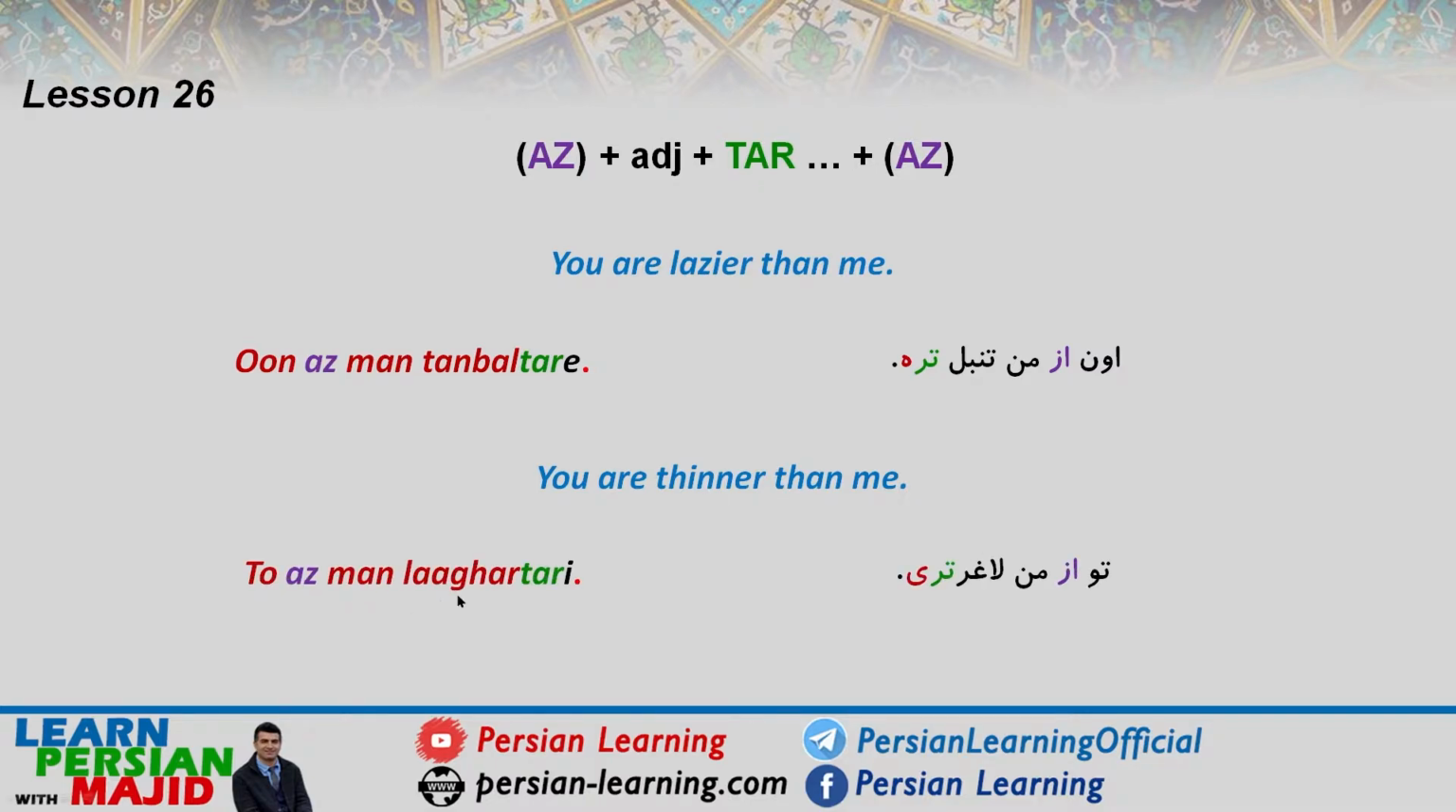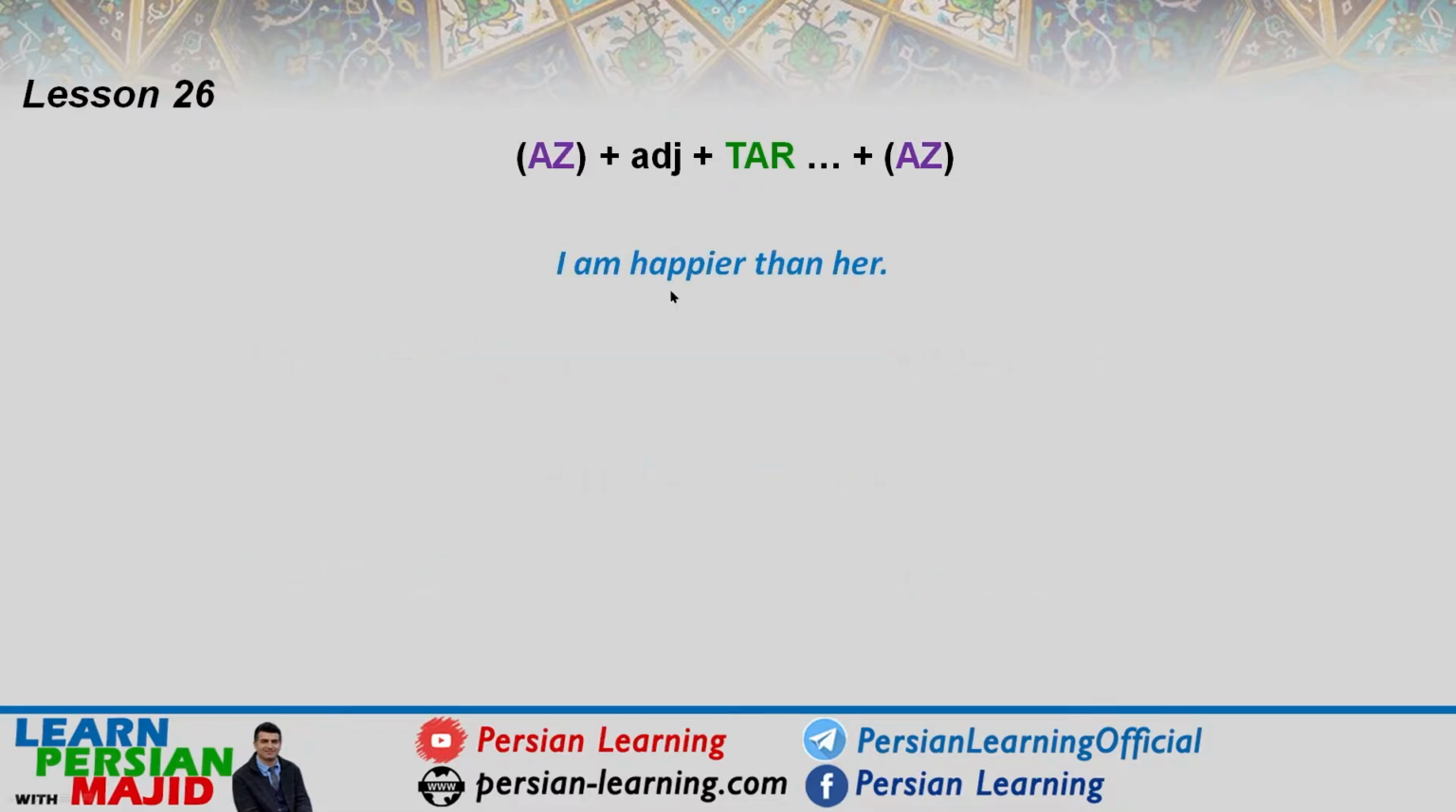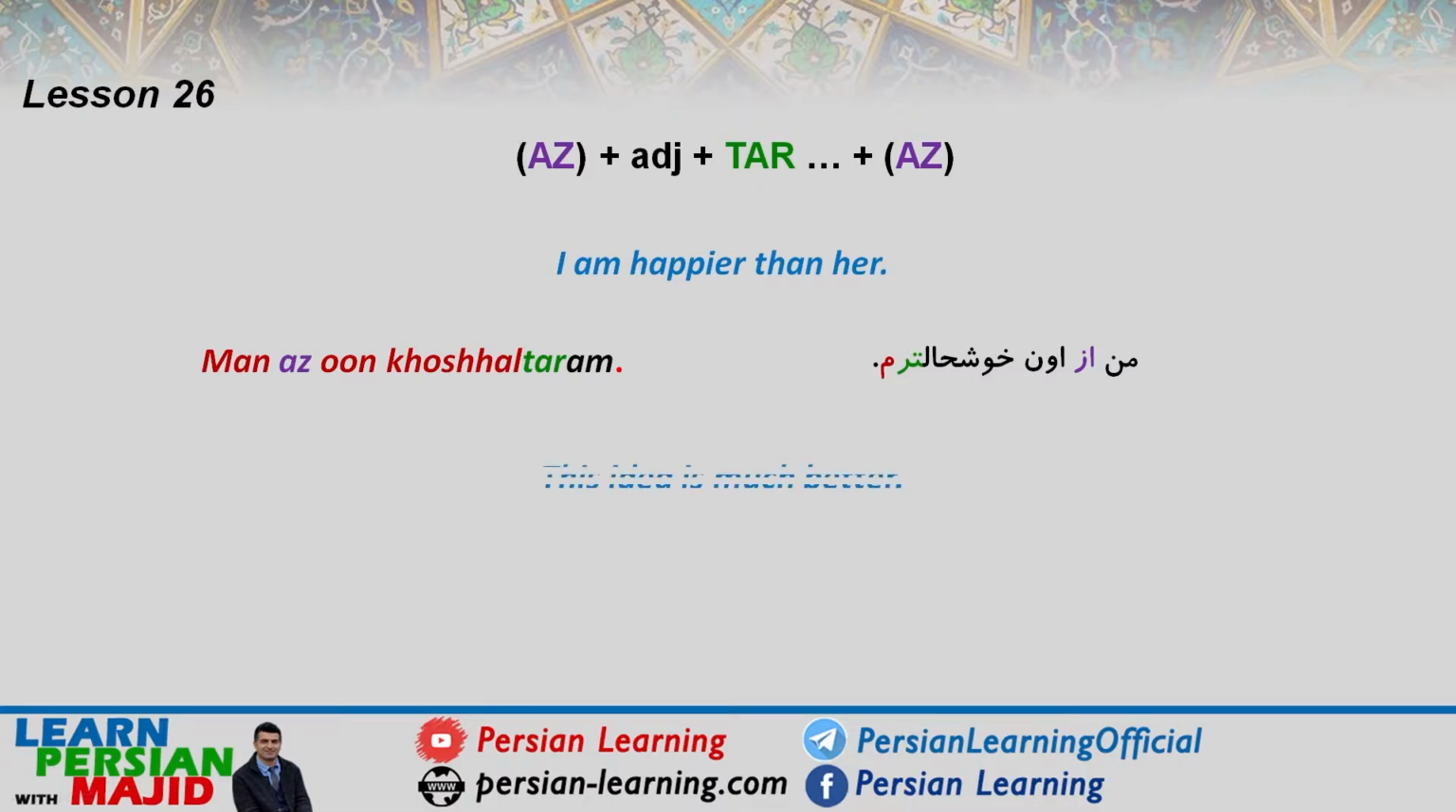You are thinner than me. تو از من لاغرتری. Here we have are, so the verb ending is i, which is connected to the adjective here. I'm happier than her. من از اون خوشحالترم. This idea is much better. Here we don't have than, so we don't need az. این فکر, which means this idea or this thought, خیلی بهتره, is much better.